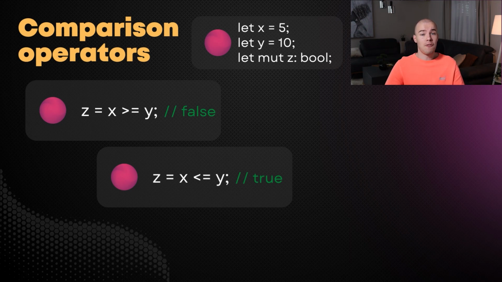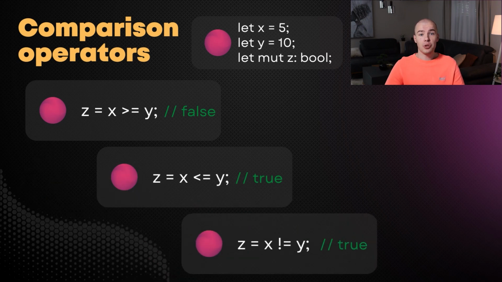And our final operator is going to be not equal to, and you're going to represent it with an exclamation mark and an equals sign. So instead of two equals, you have exclamation and equals. This is going to be written down as z is equal to x not equal to y. So we are going to read it as a question: is x not equal to y? And the answer is yes, because 5 is not equal to 10, which makes sense, right? So we will get true as a result here.